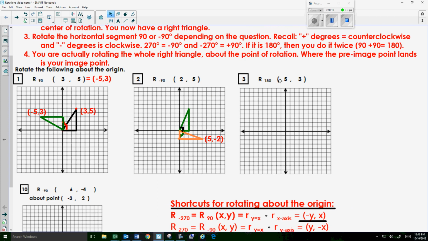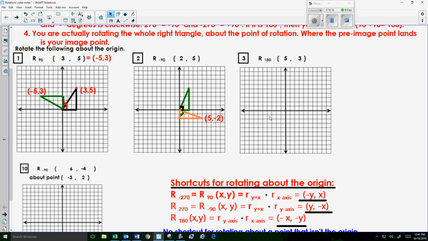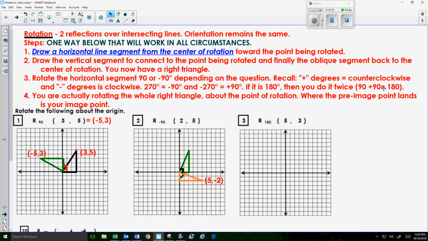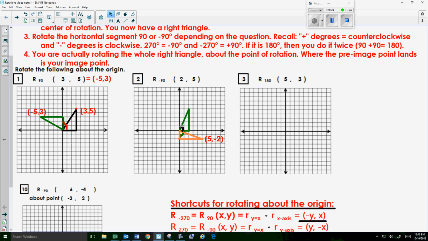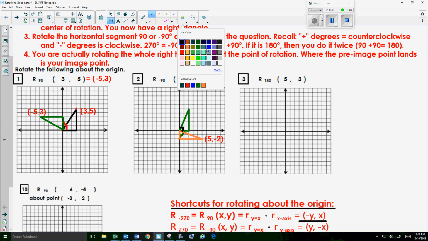Okay, rotation 180 means we're going to have to do this twice. Two 90s add to 180 as it says up here. So if it's 180, then we do it twice, doing this method. Doing the shortcut method, I can just go right to it: negative x, negative y. But we want to show this method so you can see this multiple times. So 5, 3. Let's go ahead and we'll go blue this time. 5, 3. 1, 2, 3, 4, 5. 1, 2, 3. And the center of rotation is the origin.